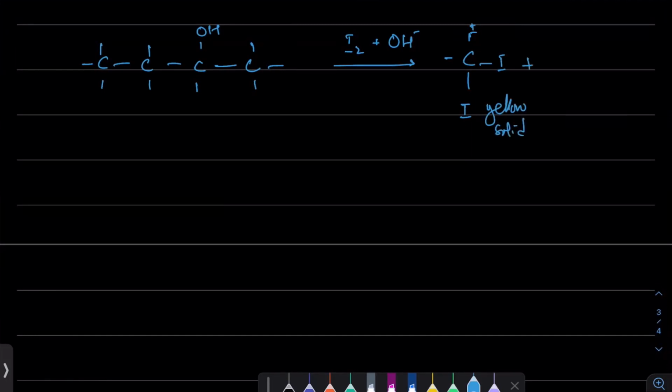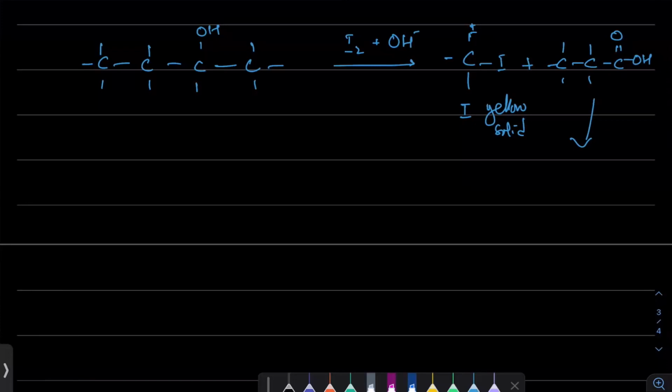And this remaining part will make carboxylic acid, which will obviously react with the alkali to make whatever I want. अब बात यह है कि आपके पास यहाँ पे थे 4 कार्बन और आपके पास जो एसिड बना है वो है 3 कार्बन वाला. So the carbon chain is shortened in this process.